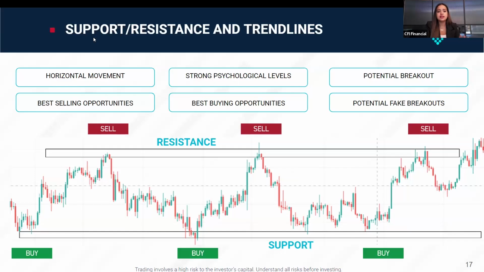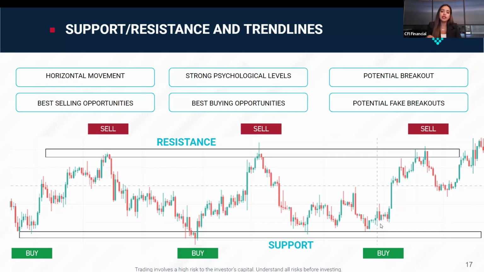Now we're going to discuss support and resistance, and the trend line. A support, as you can see, is a level. Whenever the price touches a support level, the price tends to go upward. For example, here, the price touched the support level and the price increased. Here we have another touch at the support level, and you can see we have an increase in the price. And here it's the third touch.